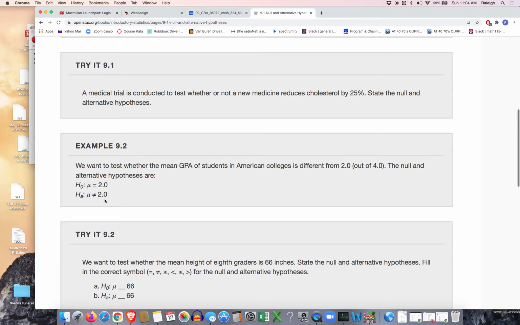That could be a 1.0, it could be a 4.0. It did not have a direction. So it's really going both directions at the same time. And very important to see that.